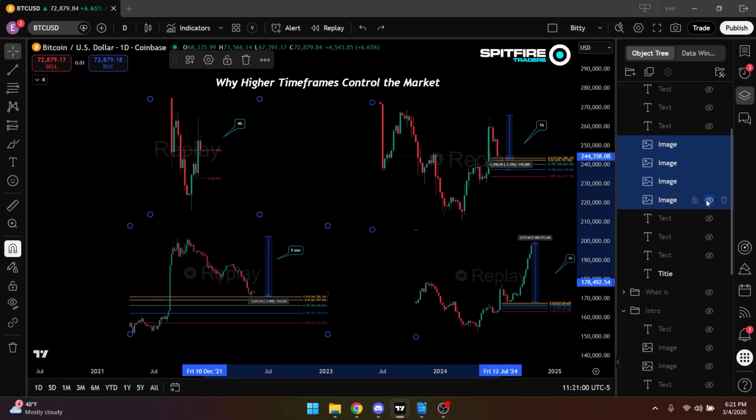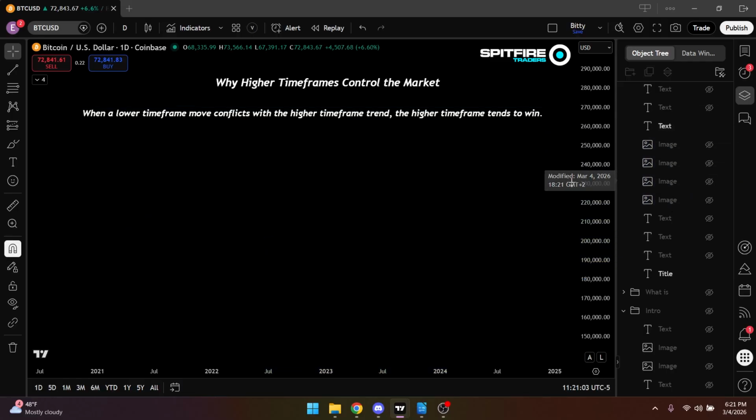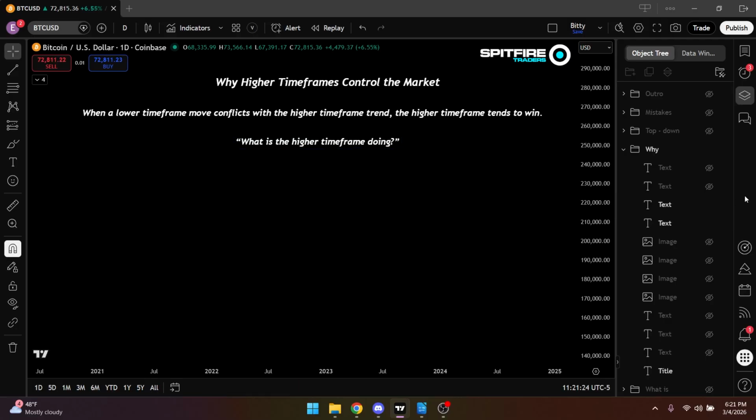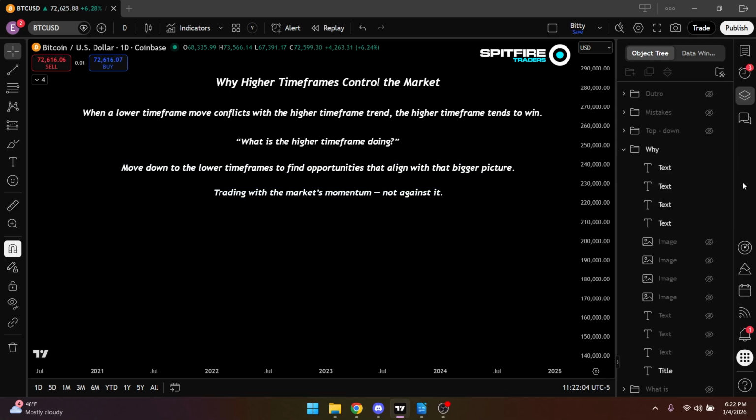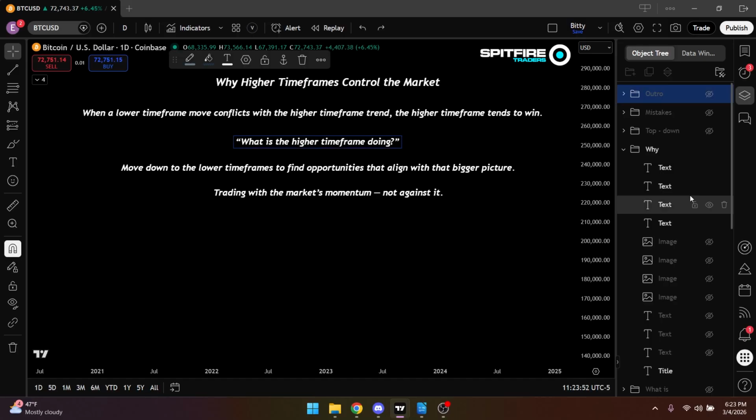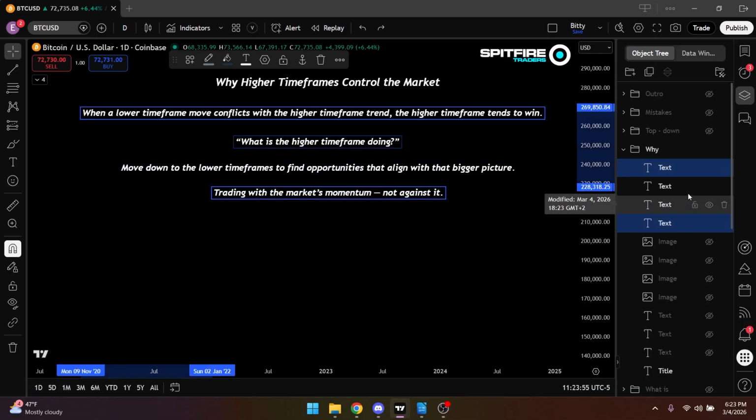That's why, when a lower time frame move is conflicting with the higher time frame trend, the higher time frame tends to win. The higher time frame has more capital, more participation, and more weight behind it. This is why you should start your analysis from top down. First, you have to ask yourself, what is the higher time frame doing? Then move down on lower time frames and find opportunities that align with that bigger picture. Because when your trade is aligned with the higher time frame trend, you're trading with the market's momentum, not against it. The process I use is simple and consistent.